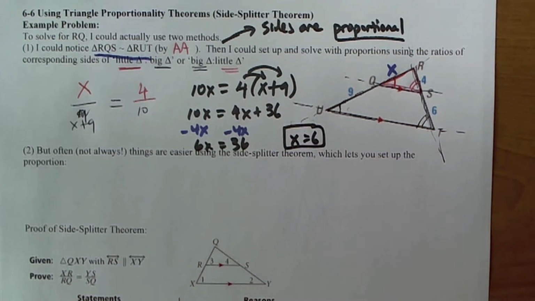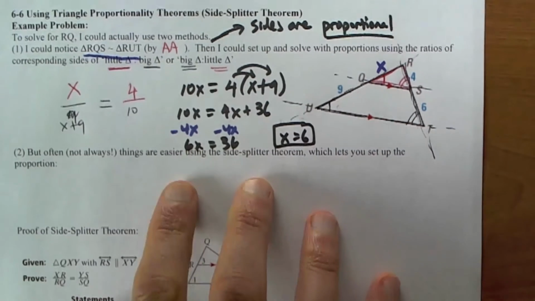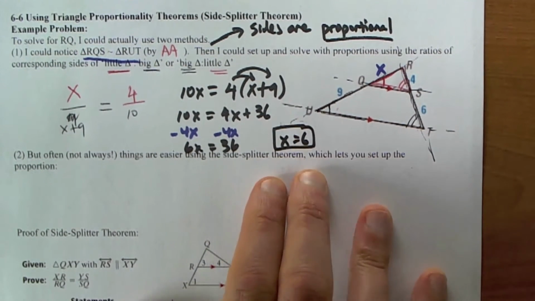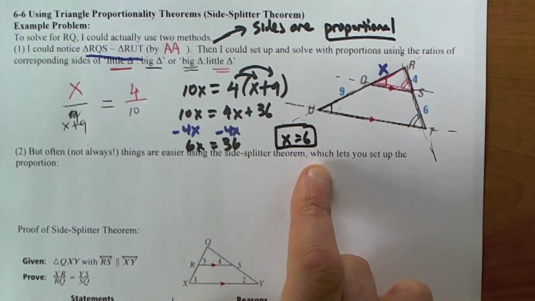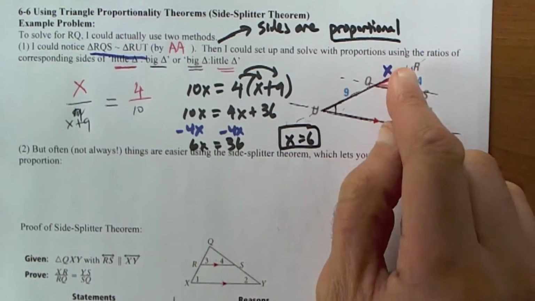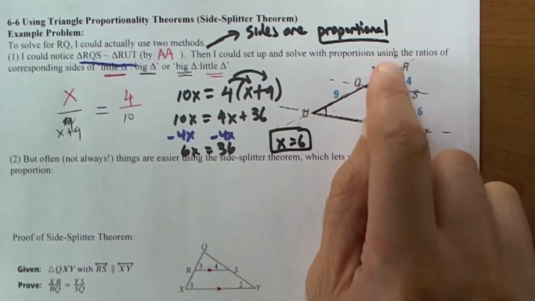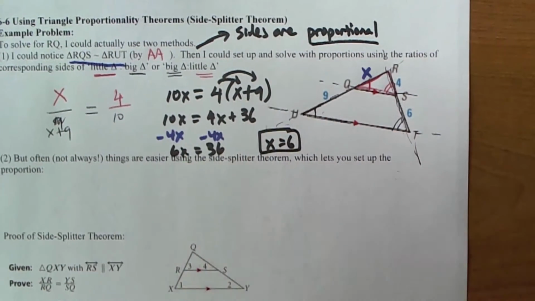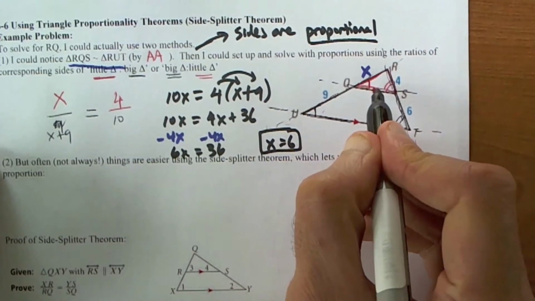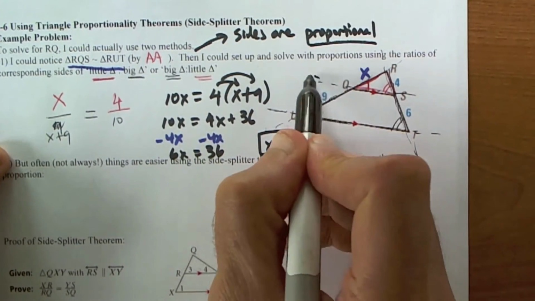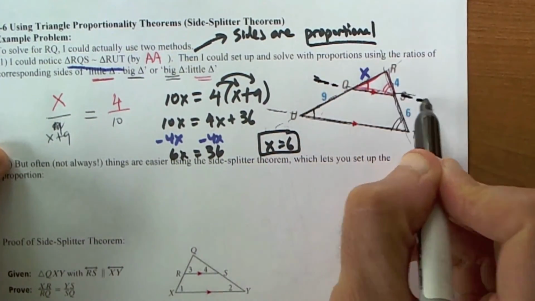But often, not always, things are easier using the side splitter theorem. I've mentioned the side splitter theorem, but I haven't told you what it is. It's going to let you set up the proportion as such. So instead of saying this guy to this guy equals this guy to this guy, which is true, we can simply look at this one right here and just imagine this. We already kind of drew it as a little split, like a fraction.